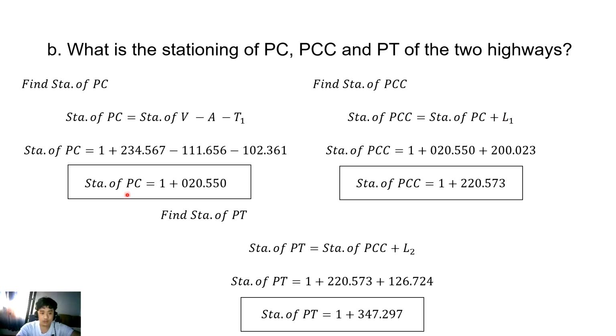Sa station of PCC naman, ang formula na gagamitin natin ay station of PC plus L1. So, substitute lang natin yung nakuha natin sa PC. 1 plus 020.550 plus yung nakuha natin L1 dito sa highways, 200.023. So, makukuha natin station ng PCC ay 1 plus 220.573. So, para naman sa PT, station of PCC plus L2. So, substitute natin yung PCC na to. 1 plus 220.573 plus 126.724. So, makukuha natin yung station of PT na 1 plus 347.297.